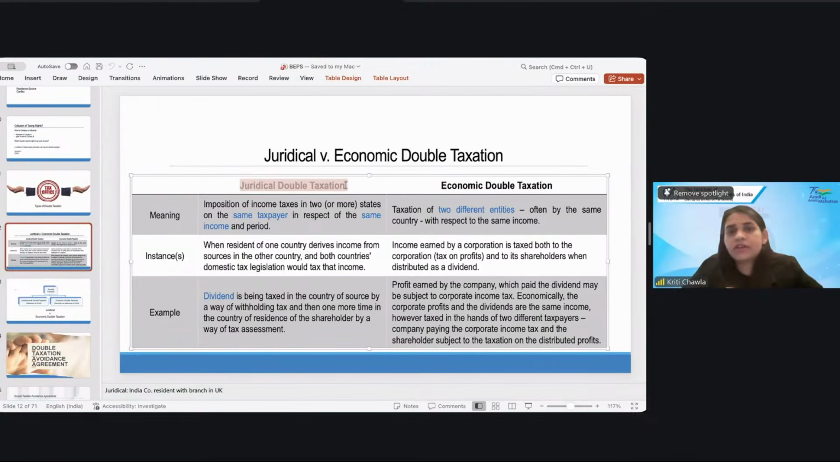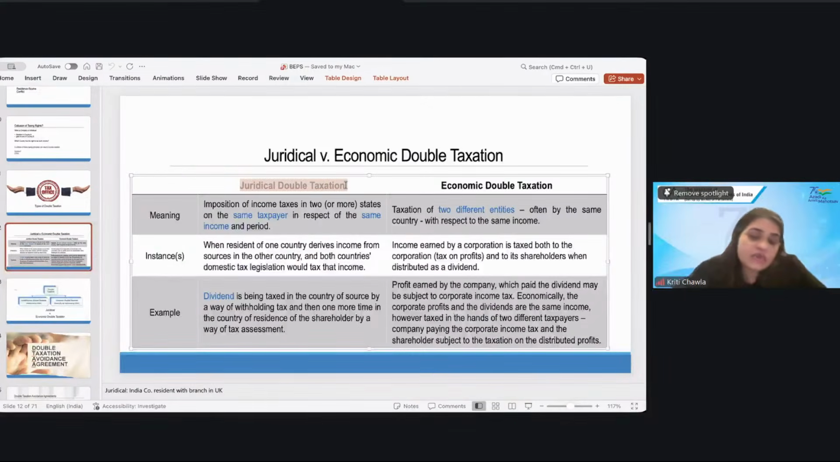Let's take an example right here. So let's say that there is an Indian company. The Indian company is resident in India. Now, obviously, because it is resident in India, its global income will be subject to tax in India. Now, what if this particular resident Indian company opens a branch in the UK? Now, the profits of this particular branch will be taxed in the UK.